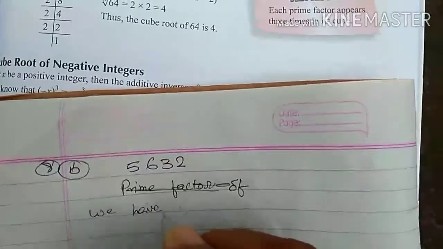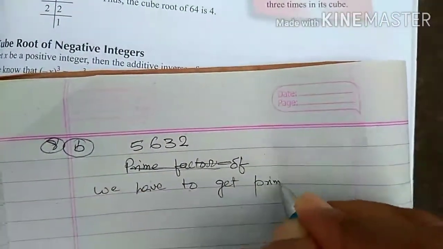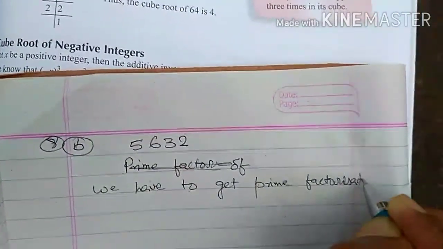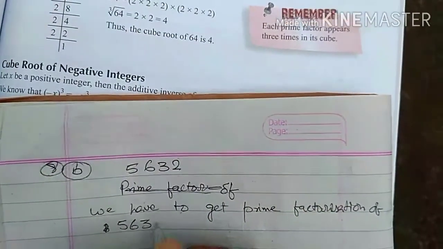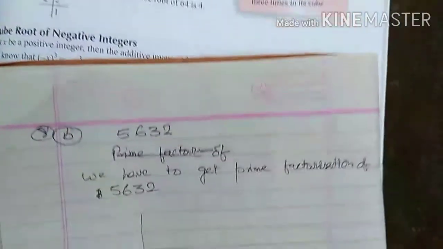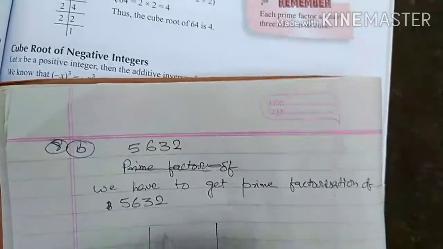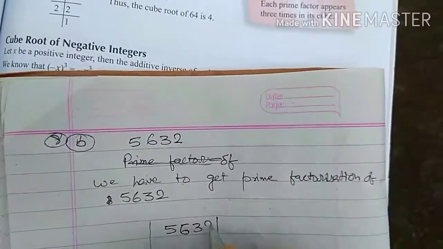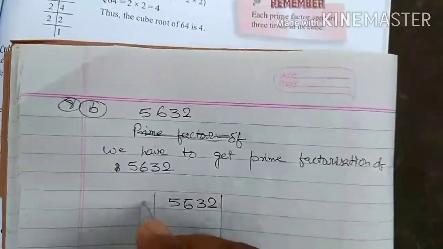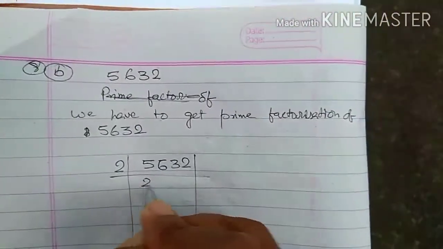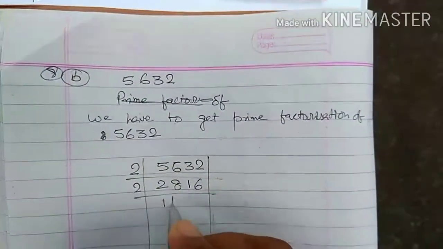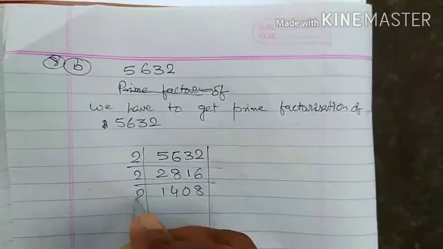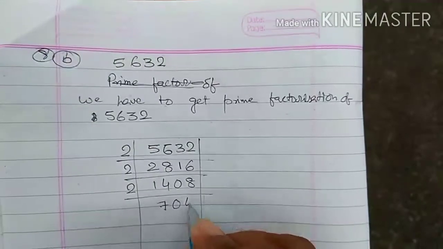We have to get the prime factorization of 5632. It is an even number, so it will be divisible by 2. 5 divided by 2 is 2, remainder 1; 16, remainder... Again by 2, 2 ones are 2, 16... Again by 2, 2 sevens are 14, and 2 fours are 8.